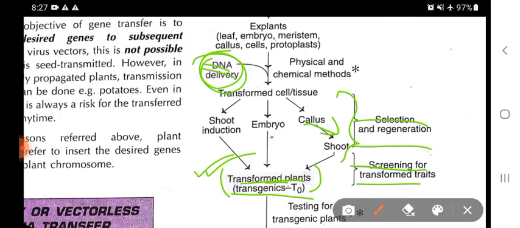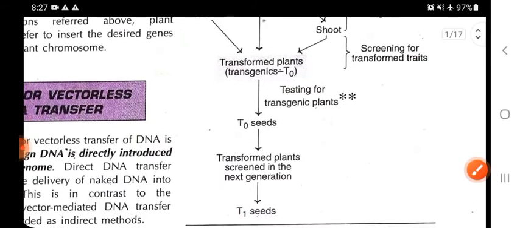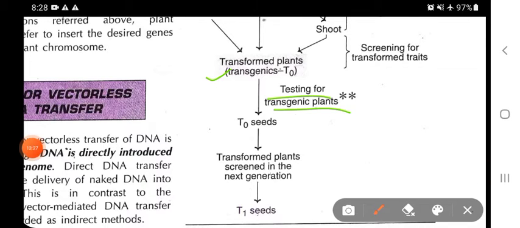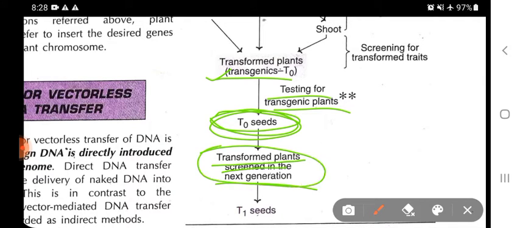That is the screening strategy. And thus these transformed plants are again tested for transgenic plants. We generate seeds from those transgenic plants through pollination, obviously self-pollination, and then the plants are again screened for the next generation. In this way we try to maintain that transgenic trait throughout the generations, and we maintain the plant's progeny.